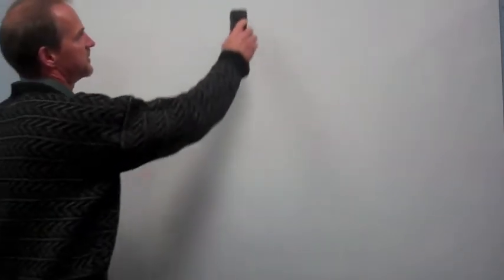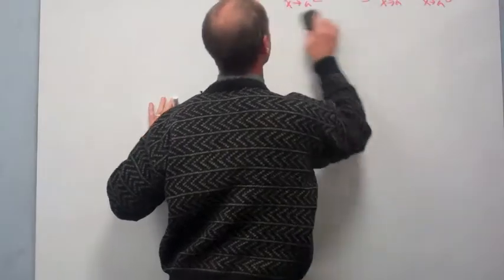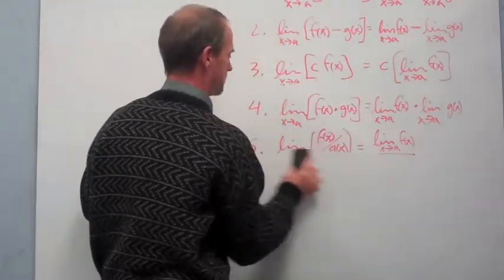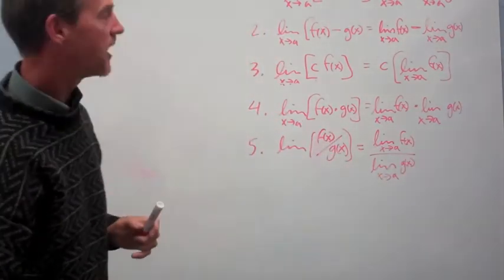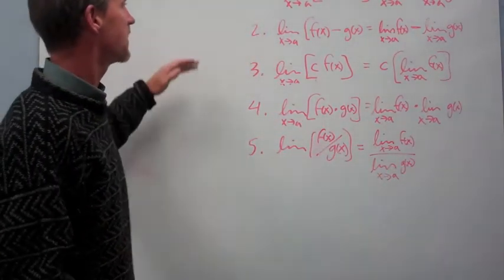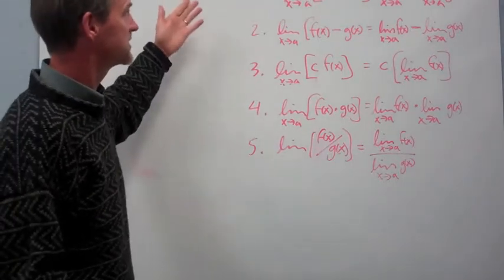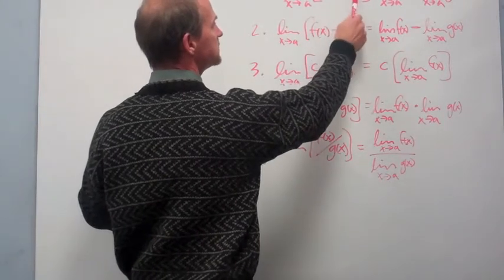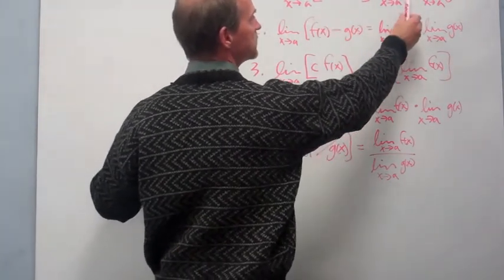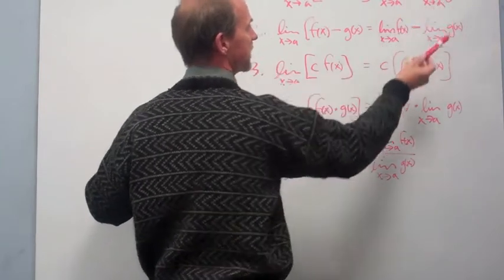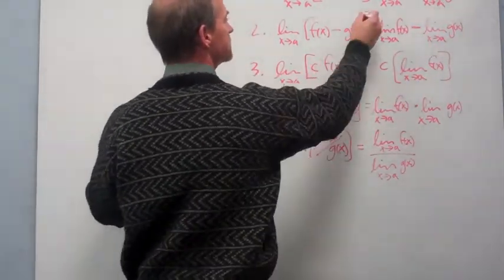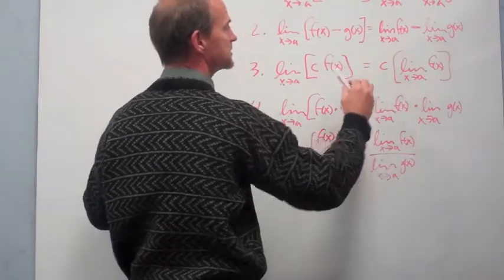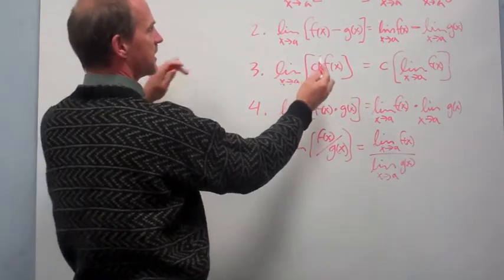So let me get that to happen here. Okay, there we go. These are the 5 limit laws. They are common sense, I think. If you look at them, they're exactly as you'd expect them to be. If we're taking the limit of the sum of 2 functions, we can just break that apart and say it's equal to the limit of one function plus the limit of the other function. If we're looking at the difference of 2 functions, I can then just take the difference of those 2 limits, all right?